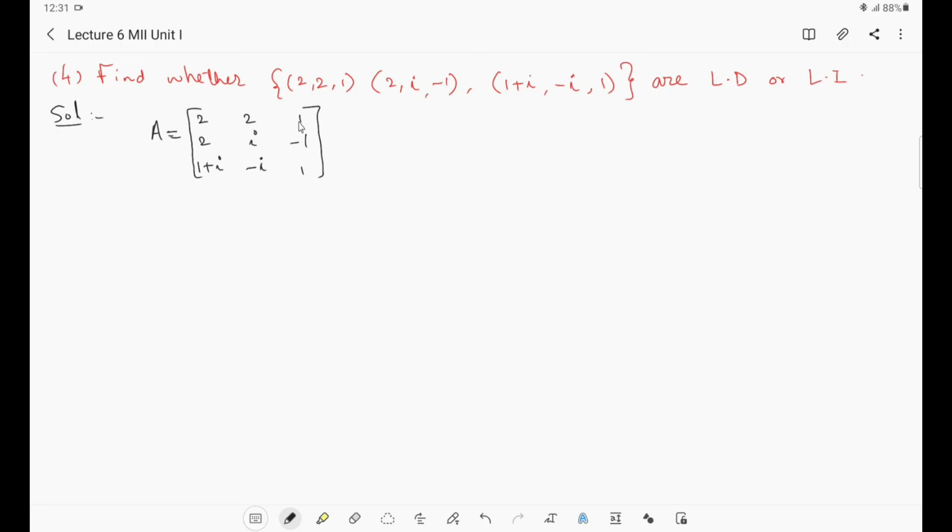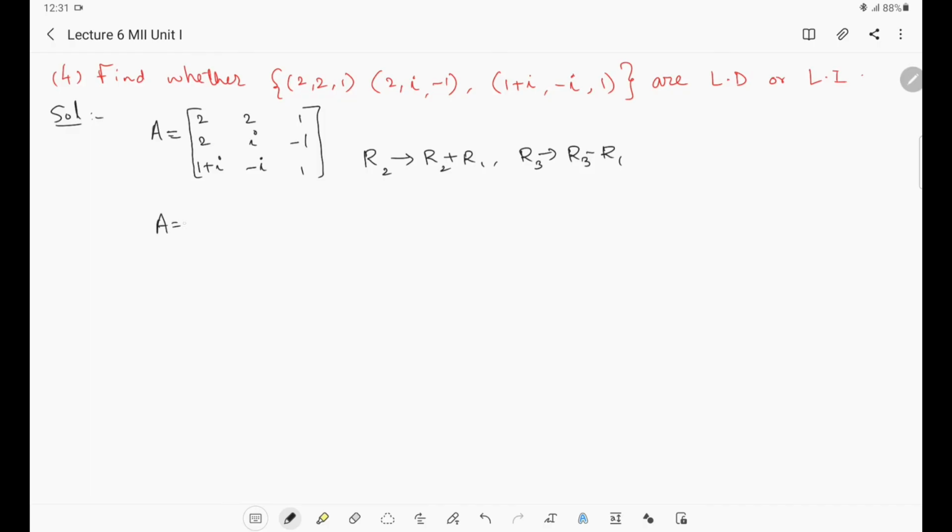Now you see that by using this 1 we can make this as 0. Just add these two, this will become 0. Now you subtract this one from this one, this will become 0. So what we are going to do is perform two row operations: R2 should be replaced with R2 plus R1, and R3 should be replaced with R3 minus R1, right?